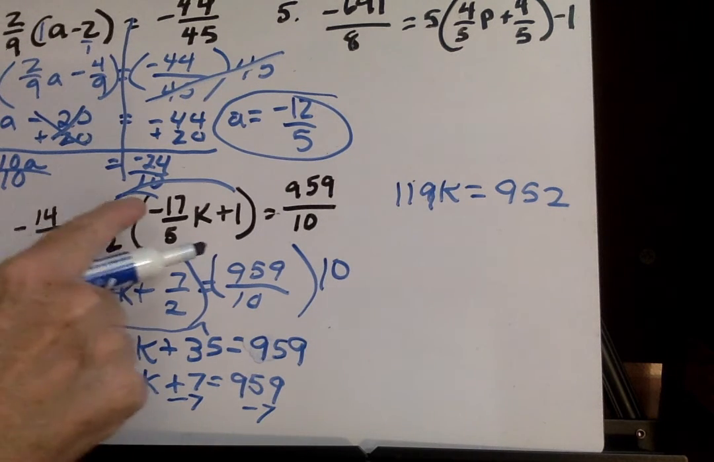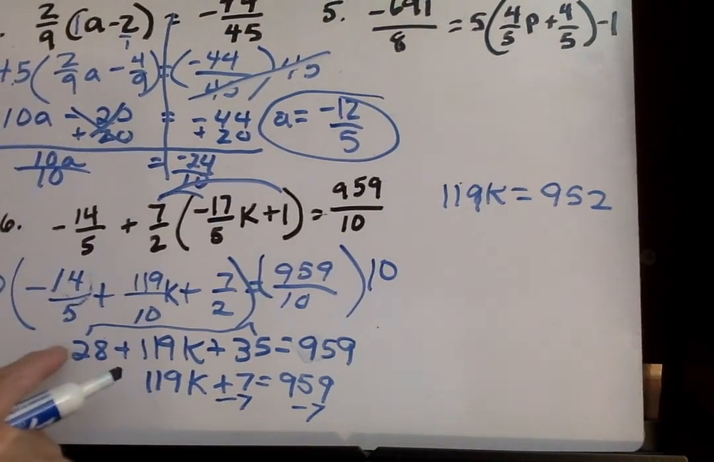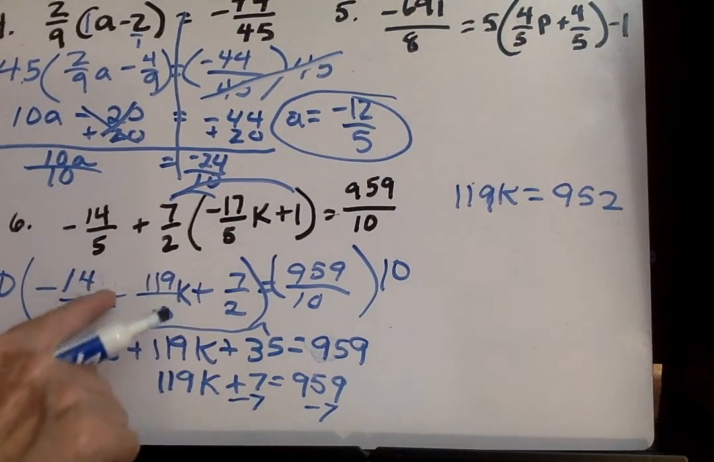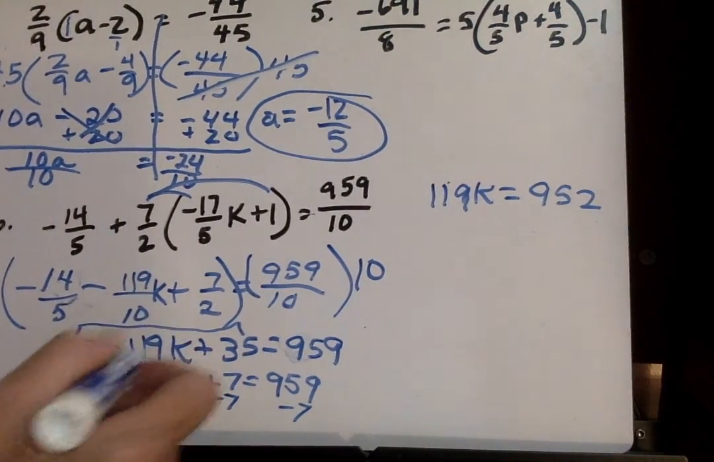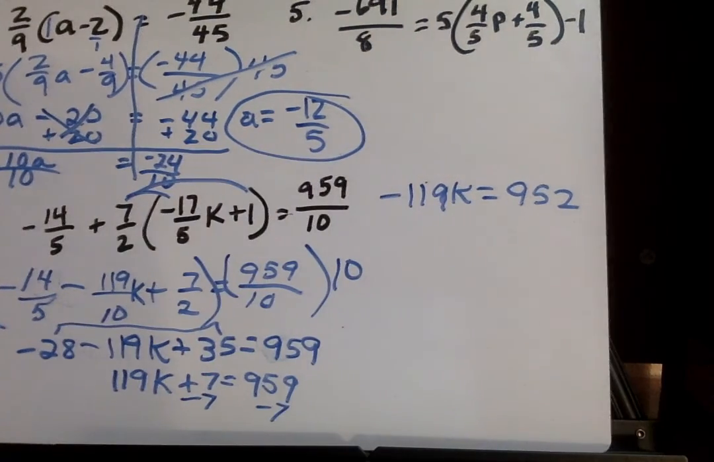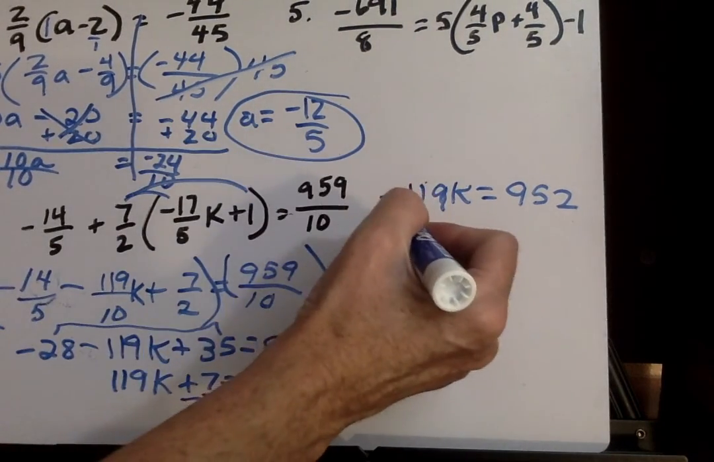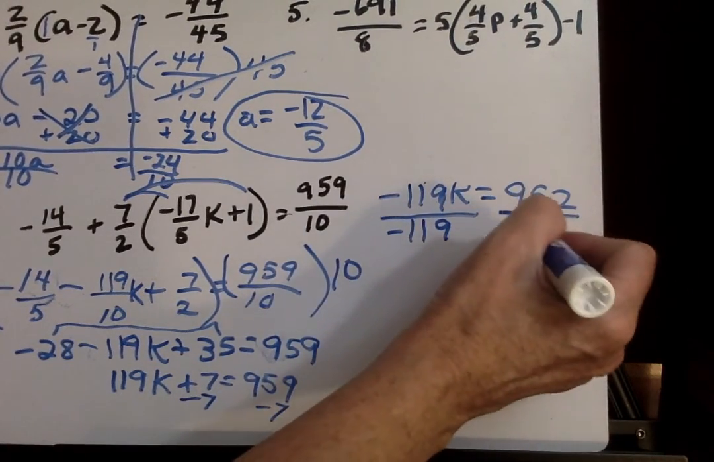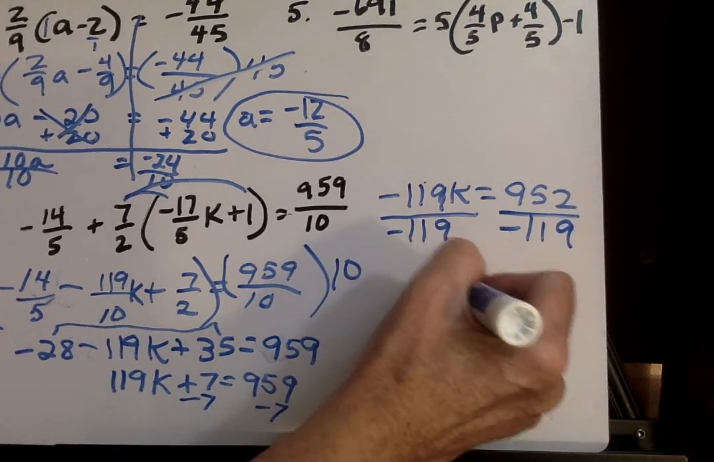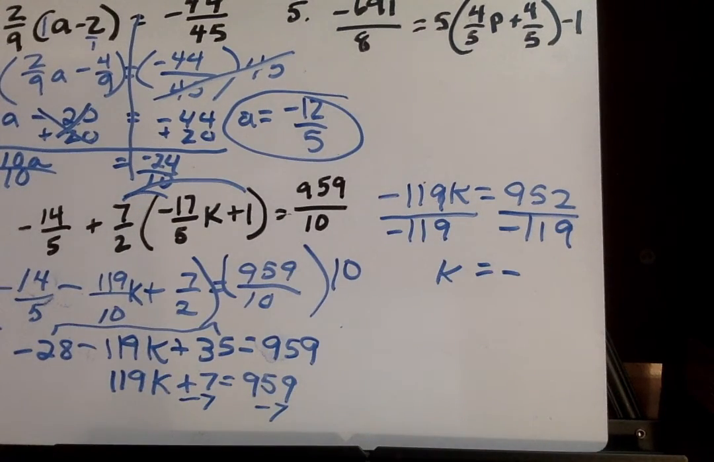Okay, and I'm going to go back over here just for a minute, and I believe I forgot the negative sign right here. So this should be negative 119K equals 952. I divide by negative 119. Take my handy dandy calculator. And that equals negative 8.